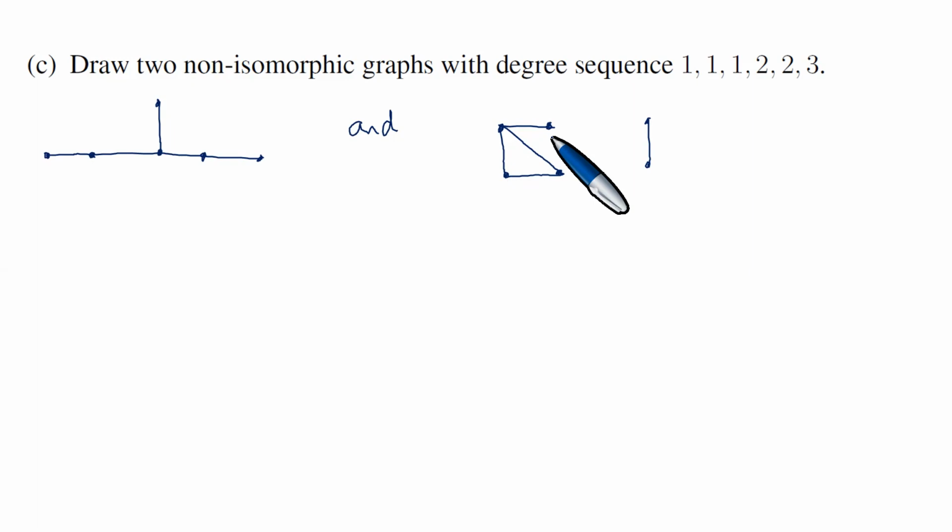So, are these two graphs isomorphic? What is the instruction? Draw two non-isomorphic graphs with a degree sequence. Does this one have the degree sequence? This one has degree 1, degree 1. So there are 3 vertices of degree 1, 2 vertices of degree 2 and a vertex of degree 3. This one here has degree 1, degree 1, and then degree 1. So there are 3 vertices of degree 1 in this graph.